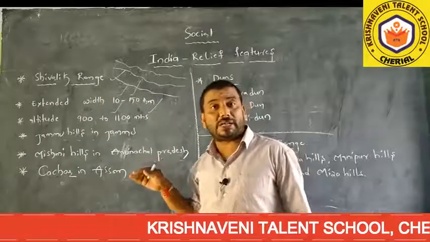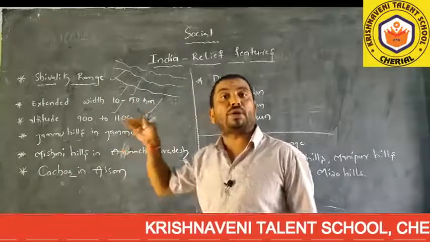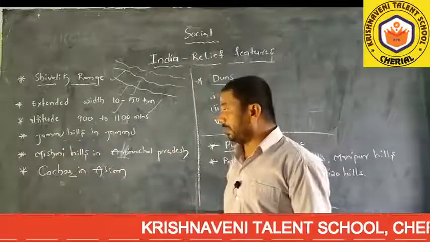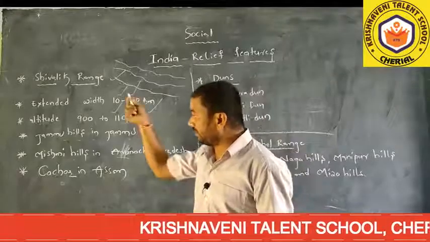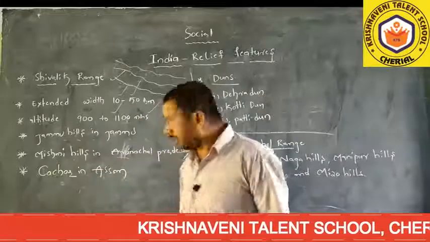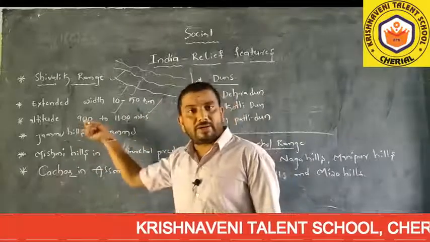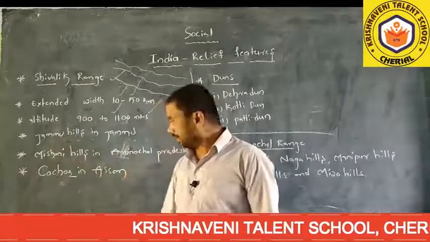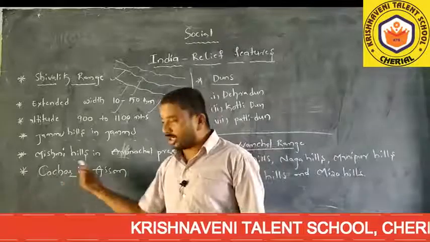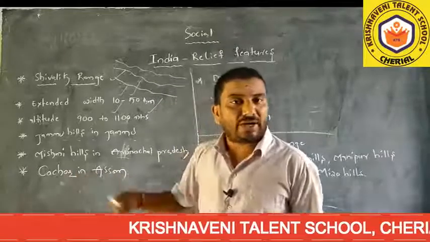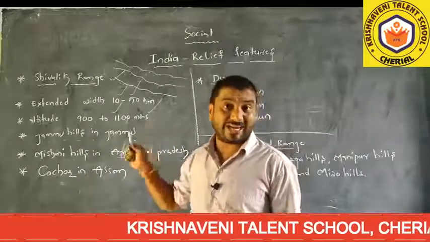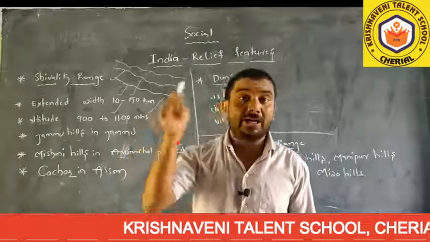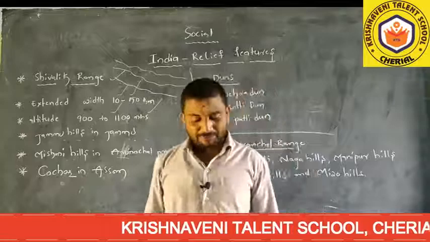Like that. So Mishmi Hills in Arunachal Pradesh. When you are going to Arunachal Pradesh, the Shivalik ranges are called Mishmi Hills. When you are going to the Jammu area, they call it Jammu Hills. In Assam, they call it Kachar. Different regions have different names. These Shivalik ranges are called by different names in different regions.